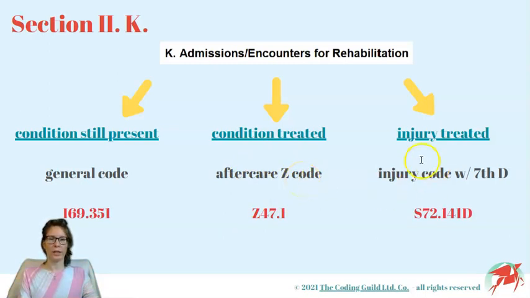In contrast, if the same joint replacement was necessary for a fracture and not osteoarthritis, then we need to assign the appropriate fracture code with 7th character D for subsequent encounter. In this situation, the rehabilitation services are part of the patient's recovery from the fracture and they are not related to the joint prosthesis itself.